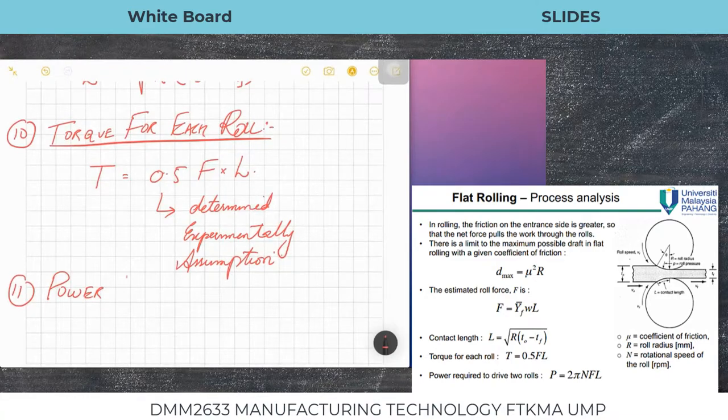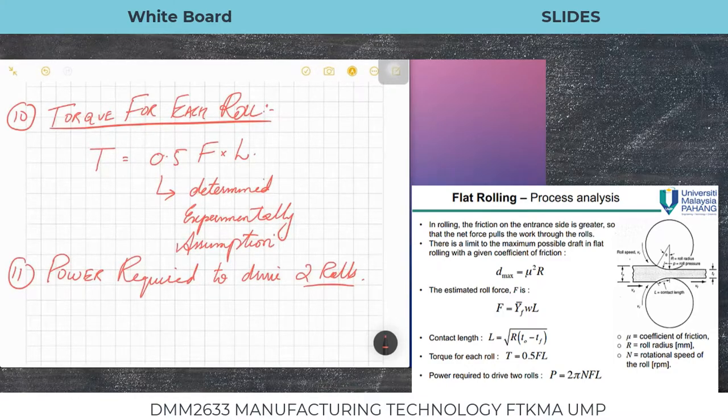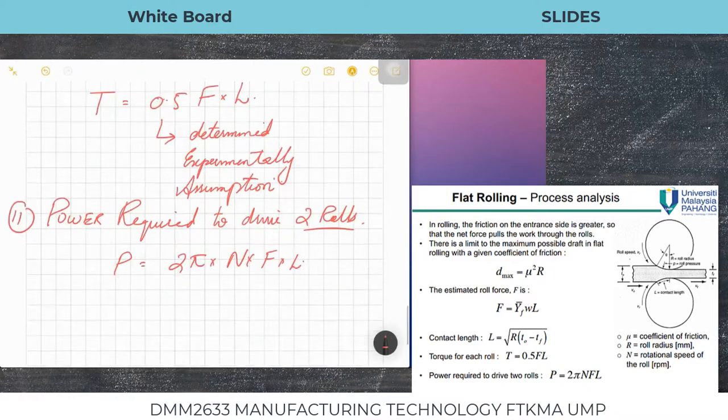So power required to drive two rolls is P equals 2 pi into N into the estimated roll force into the contact length. What is N? N is the rotational speed of the roll in RPM.